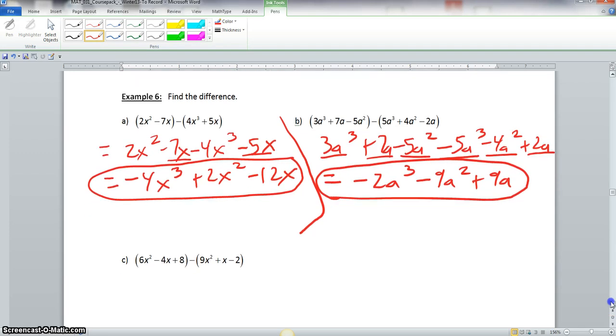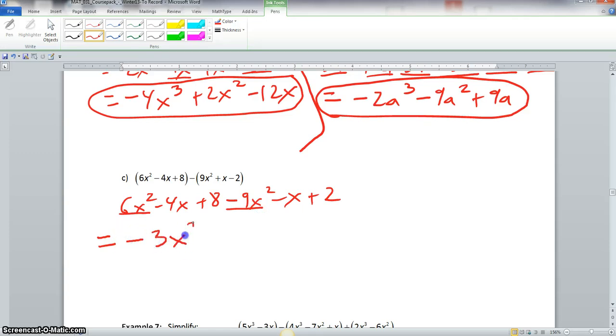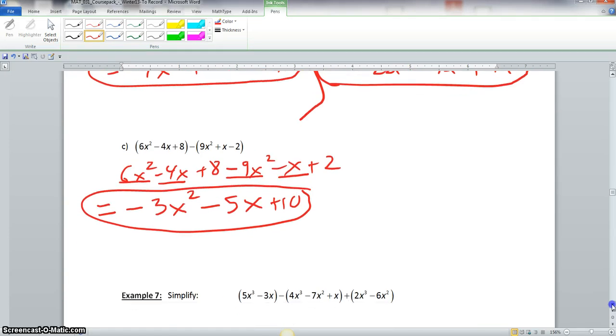Now we go down here to this problem here. Same setup. We will have 6x squared minus 4x plus 8. And this minus sign will change the sign of everything inside this parenthesis. So it'll be a negative 9x squared minus x plus 2. Now we combine the like terms. 6x squared minus 9x squared is a negative 3x squared. Negative 4x minus x is a minus 5x. And 8 plus 2 is 10. And that's it for that problem.